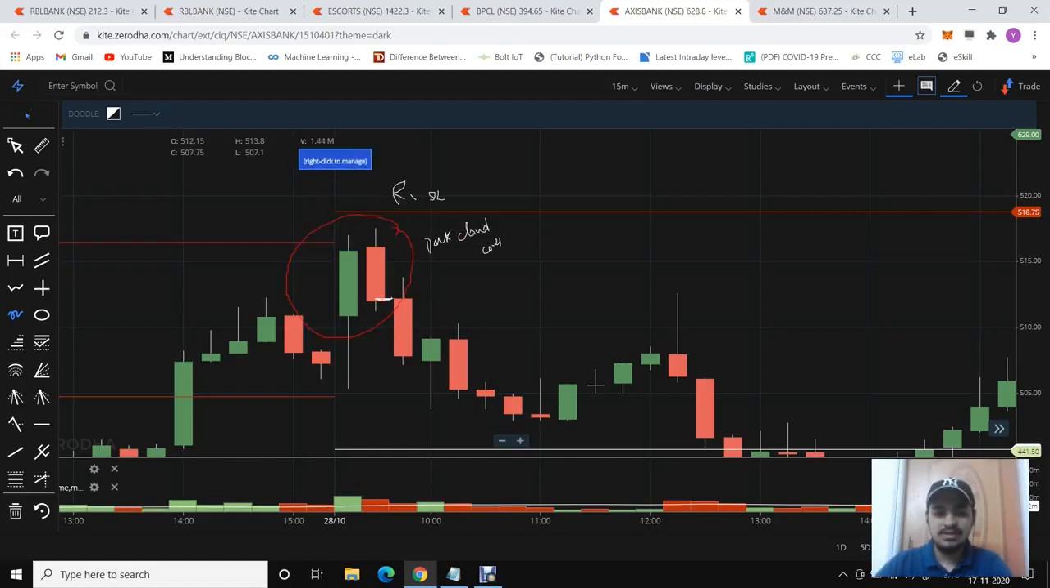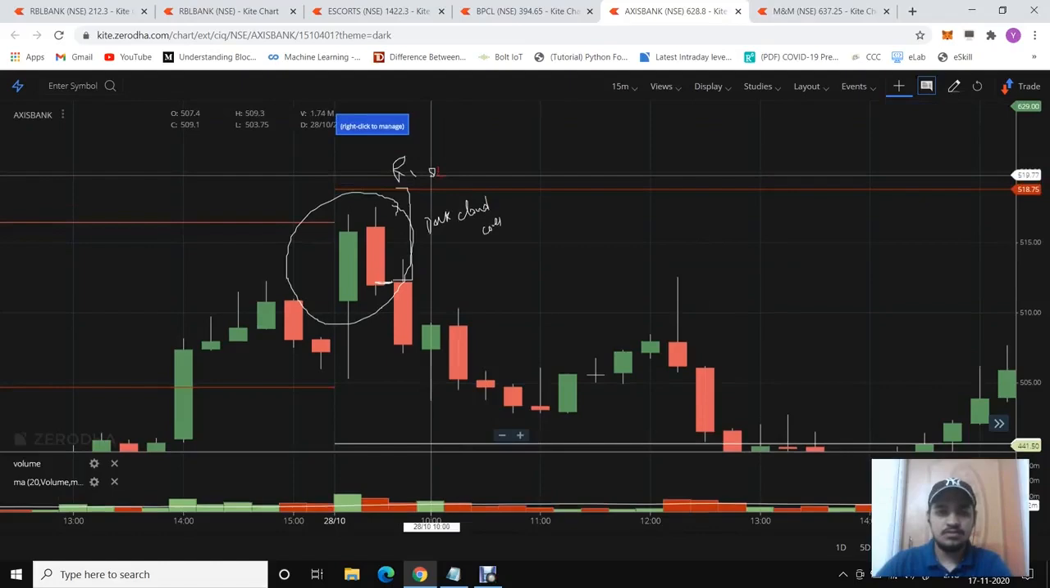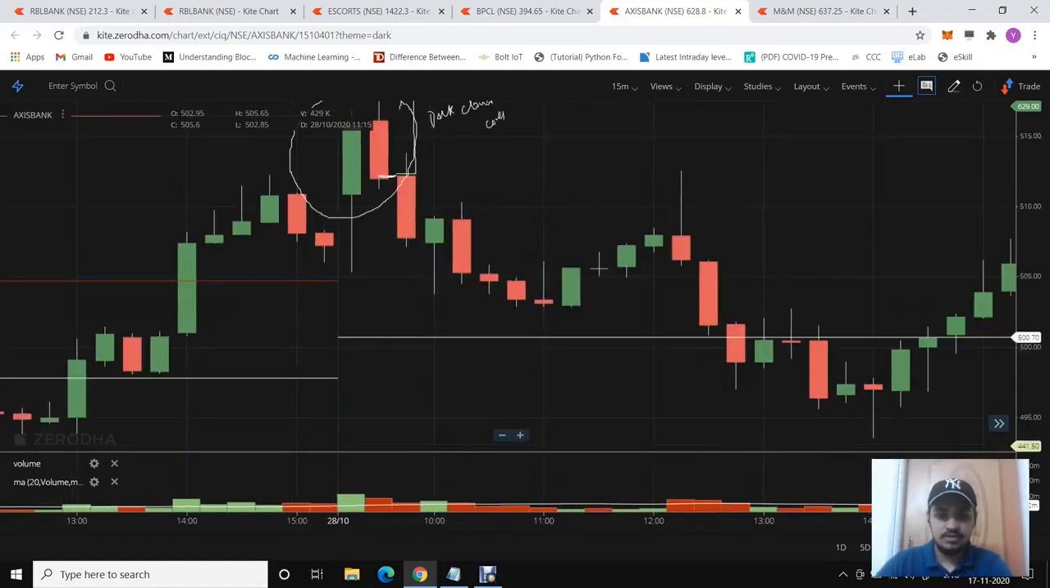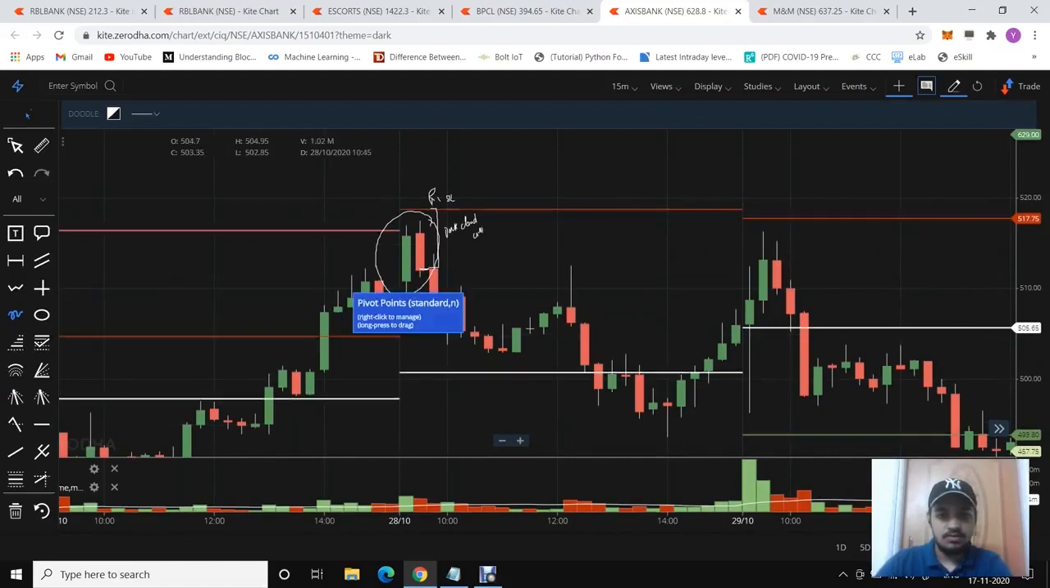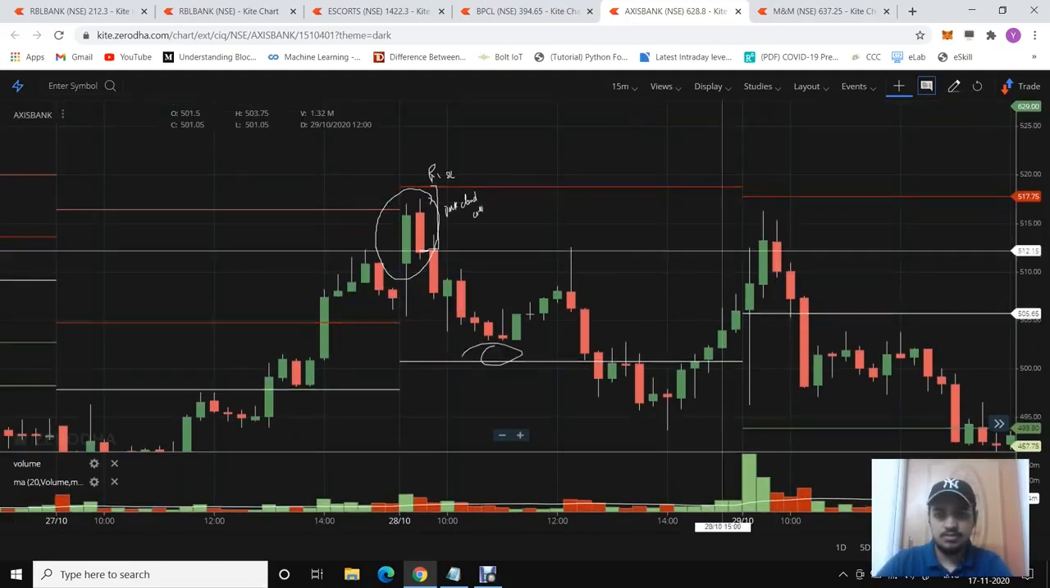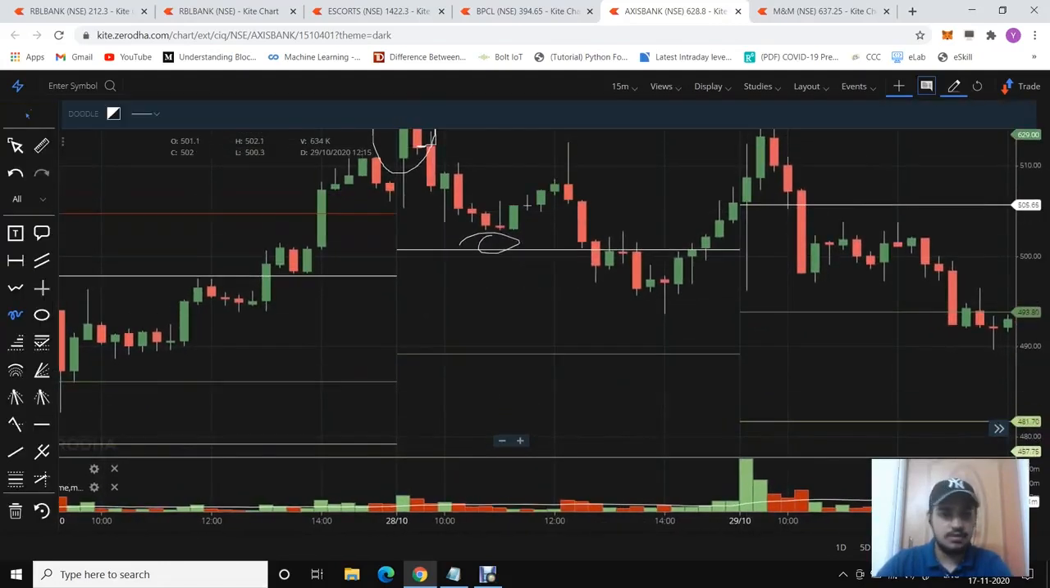I know this is a little far from resistance, but it can still be taken. The only thing is that the risk becomes a little big, not that big, a little big. So this would be our stop loss, here would be our entry. Again the same thing, targets can be this, that is the pivot point, or anything below it as well, that is S1.